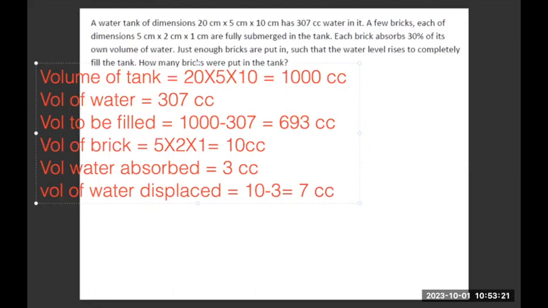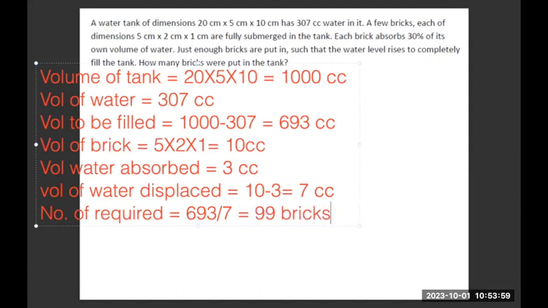But in this case, it is written the brick is absorbing 3 cc water, which means out of 10 cc, 3 cc is absorbed, the remaining displacement will be 7 cc. Now I get the volume that one brick displaces, which is 7 cc. So the number of bricks required to completely displace the water will be 693 divided by 7, which is equal to 99 bricks. So the correct answer is 99.